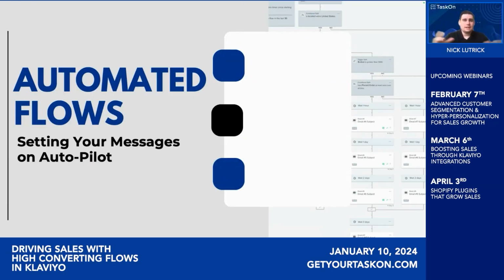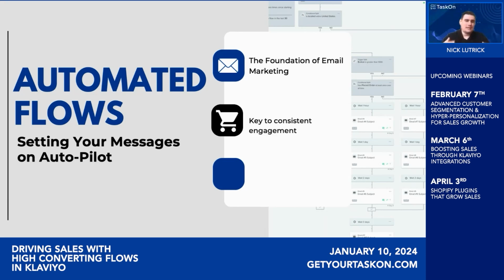All right, but let's get into the meat of what I'm sure everyone joined us to learn about, which is automated flows. And in my personal opinion, I believe that flows really are the foundation of email marketing. It's the key to consistent engagement. And if done well, you should really strive for a 50-50 split between your flows and your campaigns that you're sending on a regular basis. So that'll be one thing to keep an eye on as you get started with using flows or as you move further in your journey.